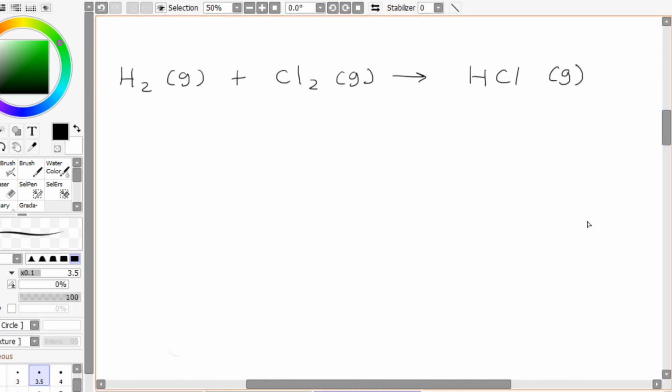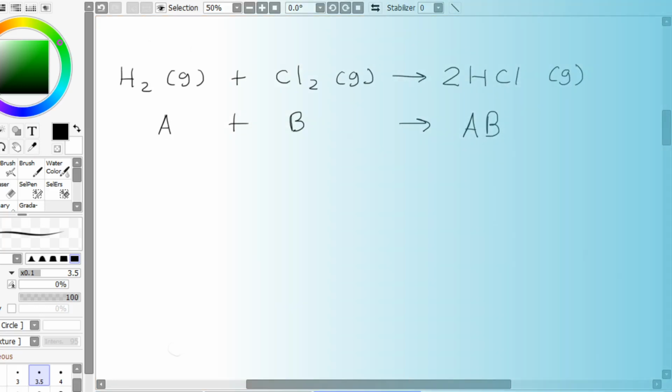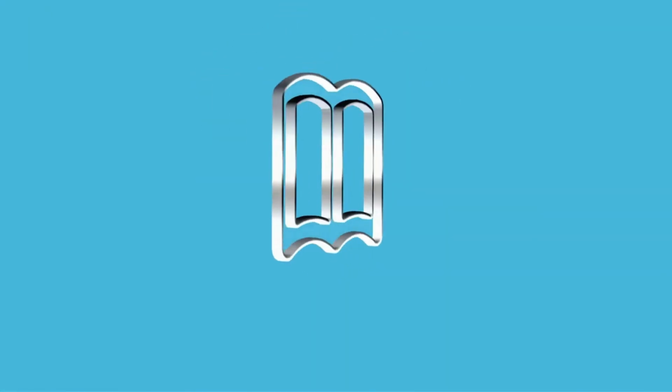We still need to balance this though, because here we have 2 fluorines, here we have 2 hydrogens. We can easily just put a 2 over here, and then we also have 2 hydrogens, 2 fluorines now. And we know that this is going to be a synthesis because we had 2 elements. We had a form of A plus B, and it created a more complex compound, AB.